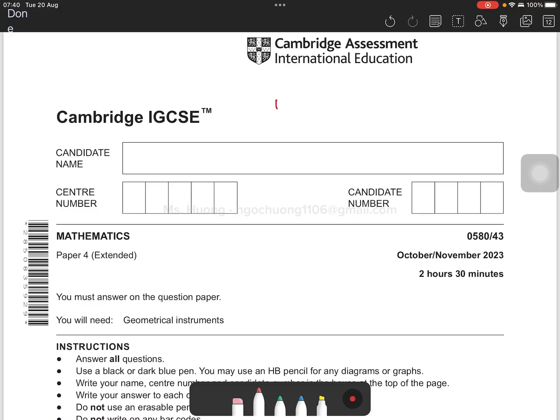Hi everyone, today I'll solve the questions in the past paper IGCSE Mathematics 0580 in October-November 2023, and this is question paper 43.